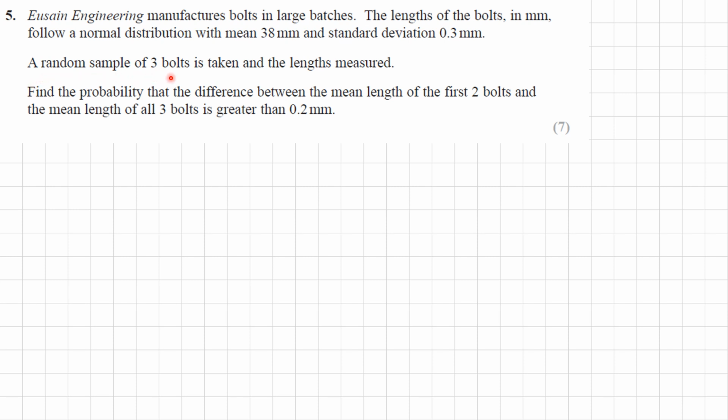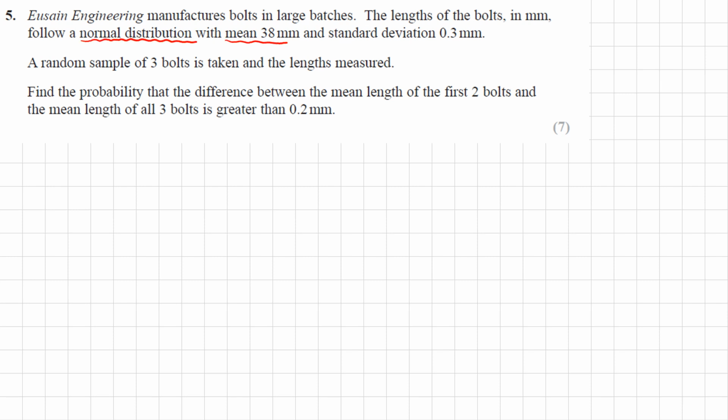A random sample of 3 bolts is taken and the lengths measured. Find the probability that the difference between the mean length of the first 2 bolts and the mean length of all 3 bolts is greater than 0.2 millimeters. Okay, so let's highlight the important information.